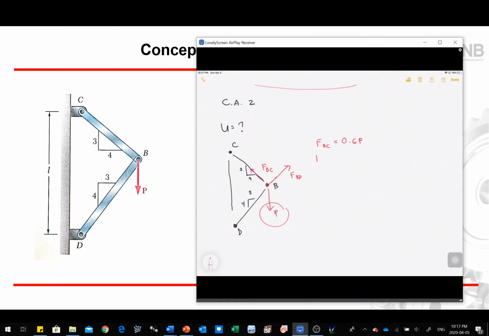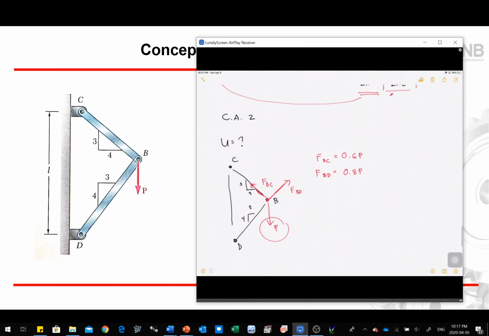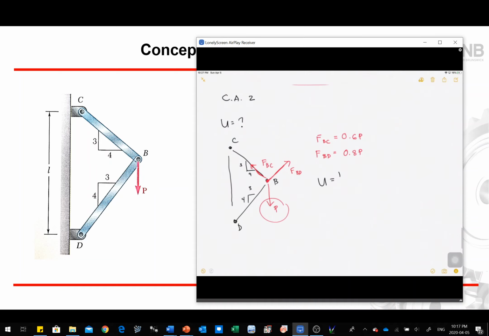Now, your FBD is equal to 0.8 of your P. So you now have forces along here and forces along there. Now we have all the forces. We have axial loading for our equation, and if we go back to our equation, your U is equal to P squared L divided by 2EA, or AE.